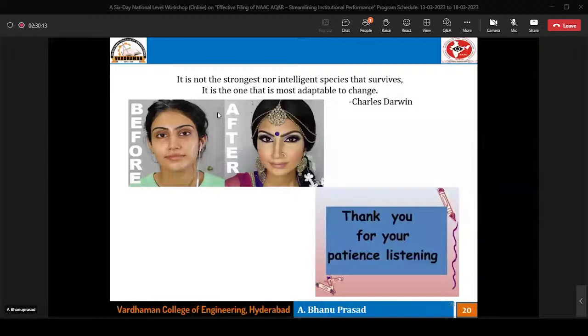And as Charles Darwin said, it is not the strongest nor the most intelligent species that survives. It is the one that is most adaptable to change. So most of the faculty are still developing for the old-world scenarios, but students are coming from corporate schools where sophisticated facilities are being given.